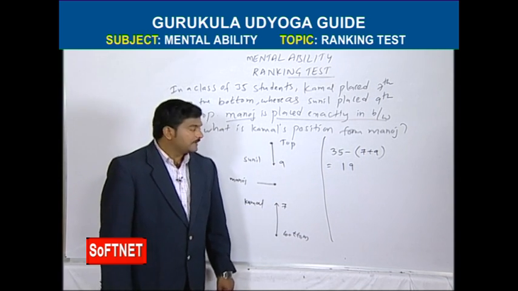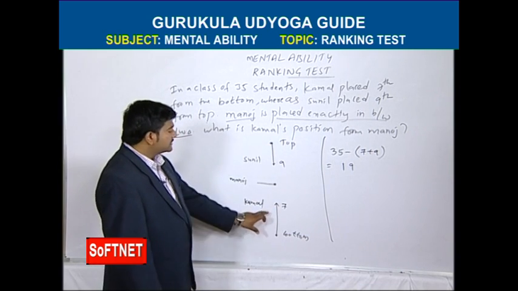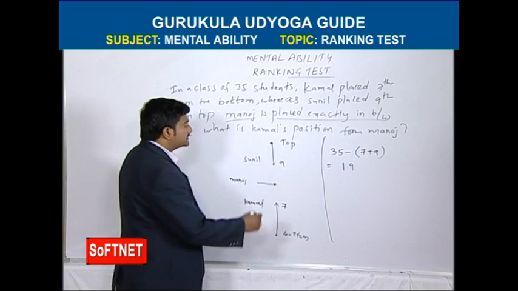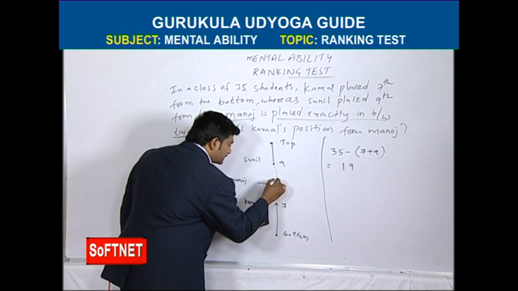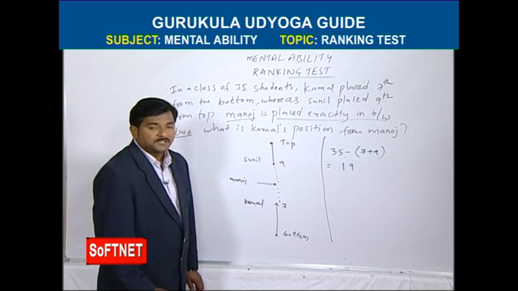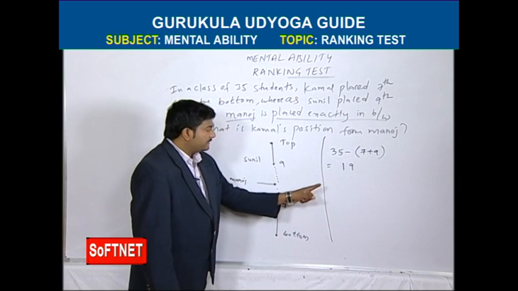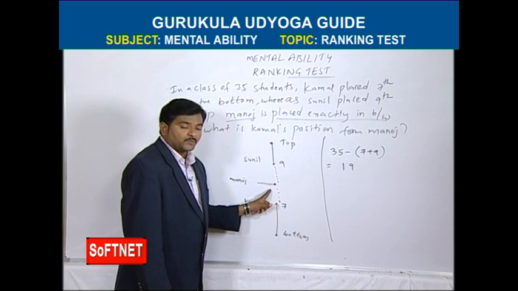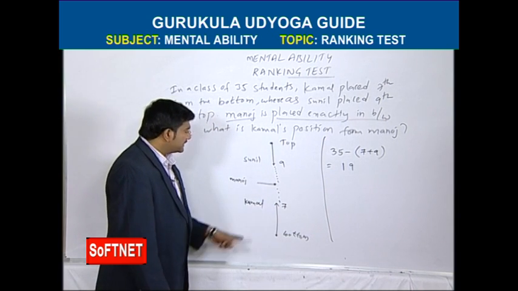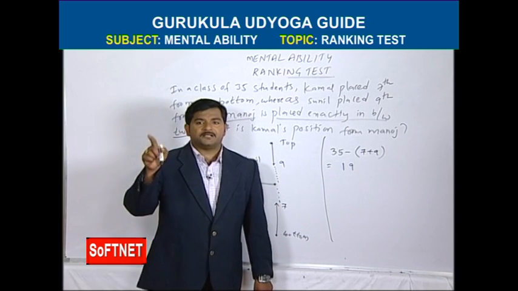I hope you understood. Up to Sunil 9 members are there. Up to Kamal 7 members are there. 7 plus 9 is 16. What about the remaining 19 students? 19 students are placed in between Sunil and Kamal. So it is clear. And see, he gave the position of Manoj. Who is Manoj? Manoj is placed exactly in between Sunil and Kamal. That's why there are 19 objects there.